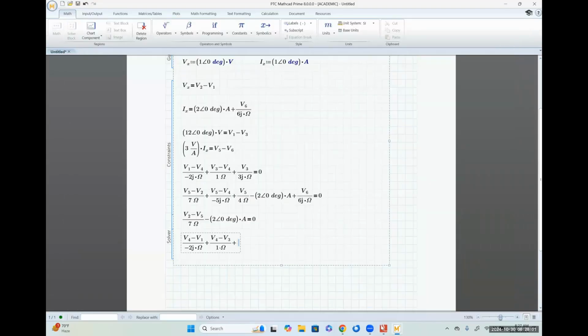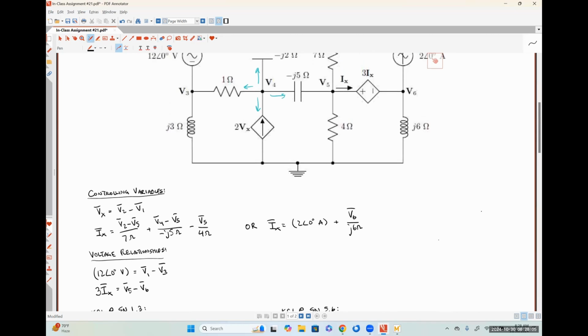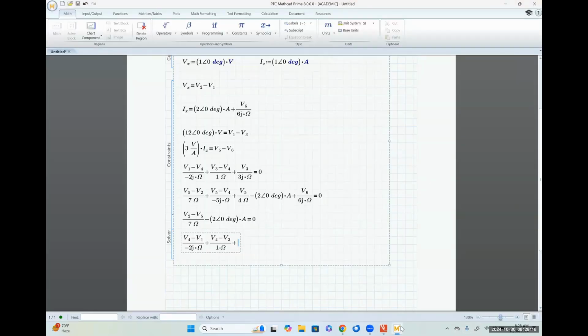Minus 2 Vx. So actually, let's go back up here and look. This is a voltage controlled current source, which means that 2 has implied units of amps per volt. So I'm going to have minus 2 amps per volt times Vx. Sorry, my cursor keeps getting lost.